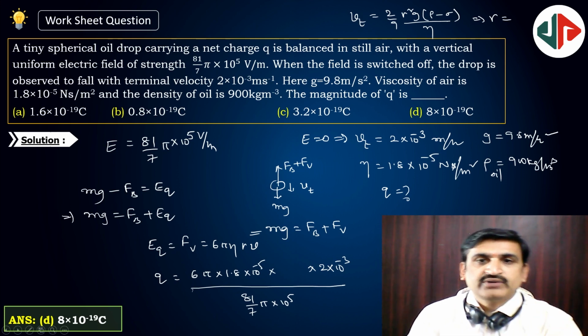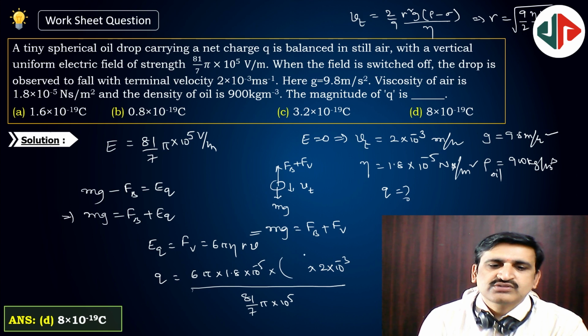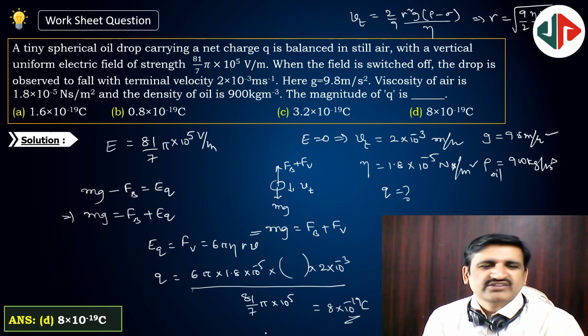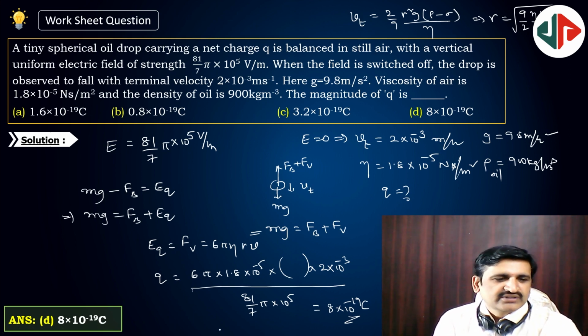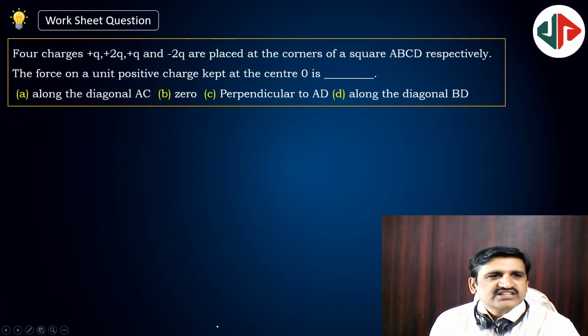Otherwise I'll do it like this: for the R value here, we have no other option. R equals root of 9 by 2 eta Vt by g into (rho minus sigma), substituted here. So that we'll get 8 into 10 to the power of minus 19 coulomb. Why should I waste time? This is the procedure, you can happily follow. Option D. Next. Teaching the procedure is important for me.